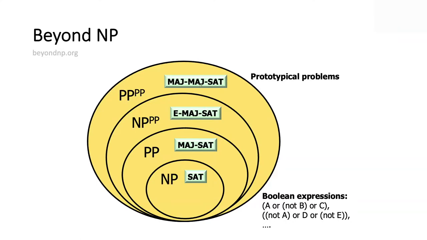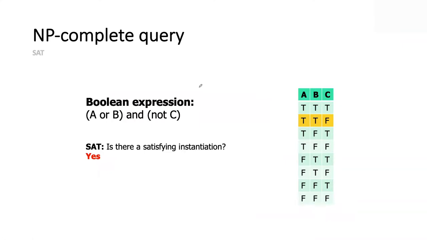Okay, so first one. Satisfiability. We spent quite a bit of time on this already, so it should be quite familiar. We have a Boolean formula, in this case, A or B and not C. And the SAT problem is simply, is there a satisfying instantiation for that formula? So what we have here is three variables, A, B, C, and therefore eight possible instantiations. And what SAT is trying to do is ask whether there is one of them that satisfies the formula. The answer here is yes. And here's an example instantiation that satisfies this formula.